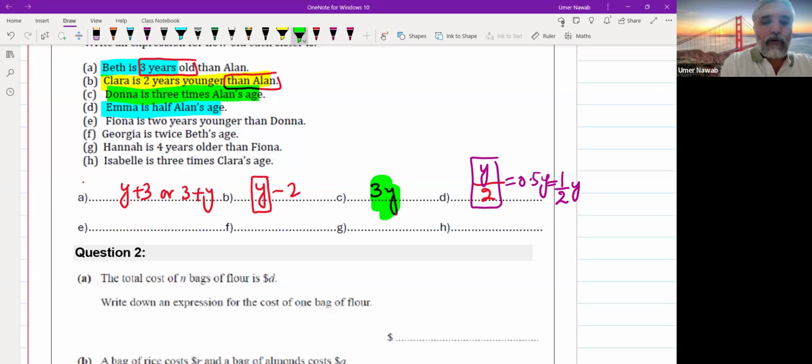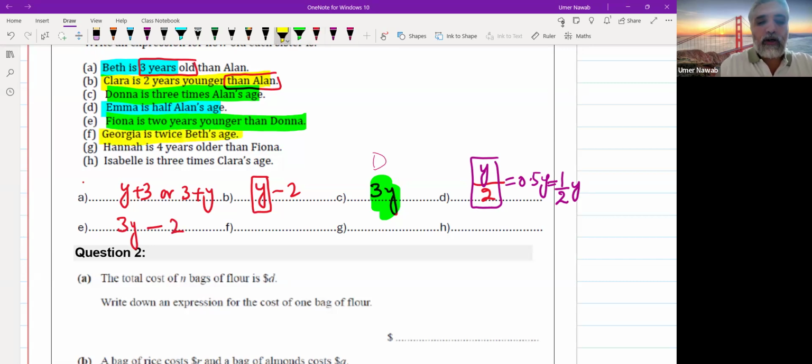And then after that, Fiona is 2 years younger than Donna. So this is Donna. And now I need to make Fiona 2 years younger. I need to subtract. So Donna was 3Y. I need to subtract 2 from it to make it for Fiona.